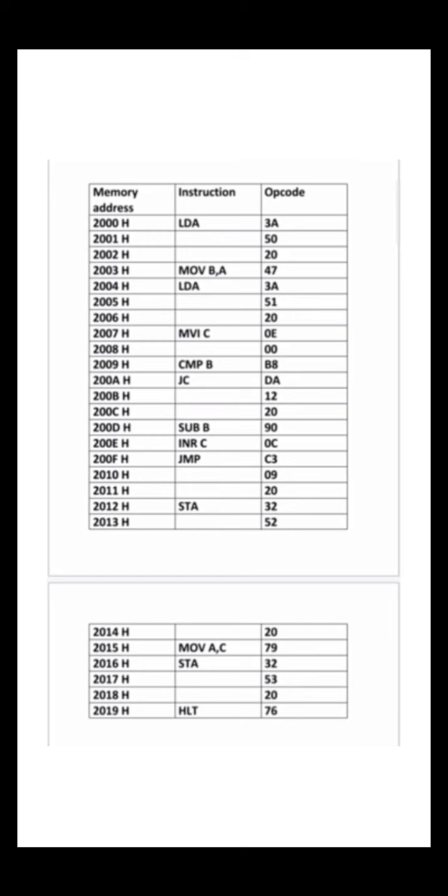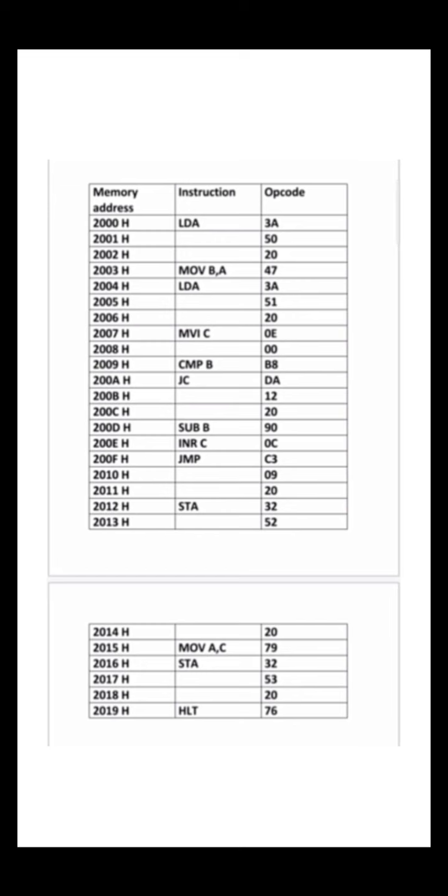Up to there is a generation of carry. Then the next instruction is STA, store the accumulator on memory location 2052. It means that the content of the accumulator is stored into memory location 2052. Then the next instruction is MOV A, C. The content of the C register is copied to the accumulator.